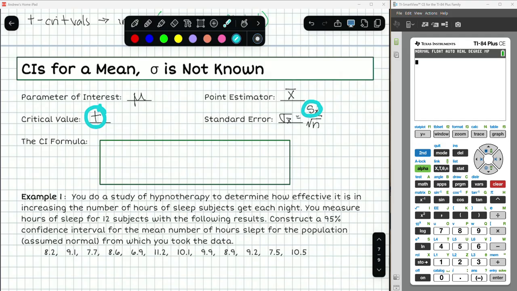I'm having to use the sample standard deviation as a replacement, as an estimator, and so I am using a more cautious, wider distribution for my critical value. So that changes our formula, still x bar plus or minus, but now we have a t critical value, and I should be putting a star on these and I haven't been, times, and then our standard error is Sx over square root of n.